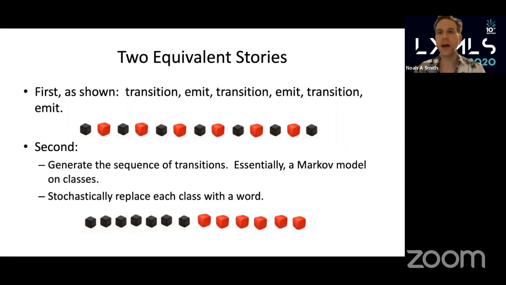We emit a word. And there are really two ways you can talk about it. The way I showed it is you alternate between black and red: transition, emit, and so on. The other way to think about it is that first we generate a sequence of transitions and write down all the states, and that's just a Markov model on the classes or the states. And then we stochastically replace each class with a word. So then we roll a red die for each of the black dice that we generated. Both of these are equivalent and give you the same math and the same algorithms and everything else. So remember it the way that makes the most sense to you or feels the most intuitive.